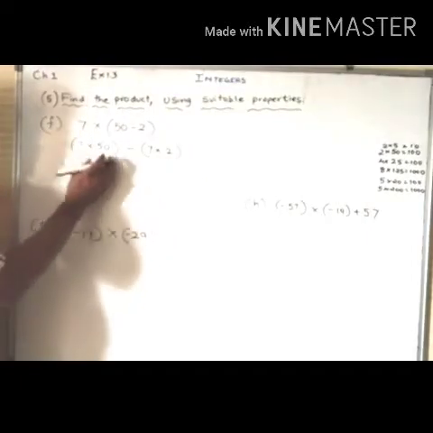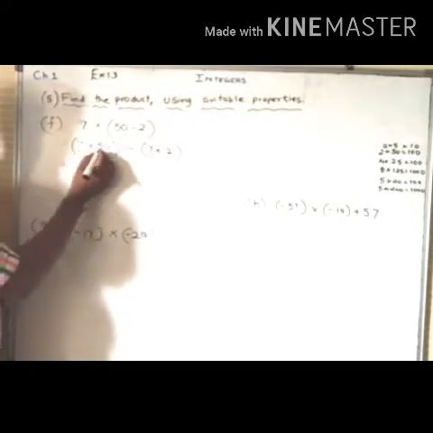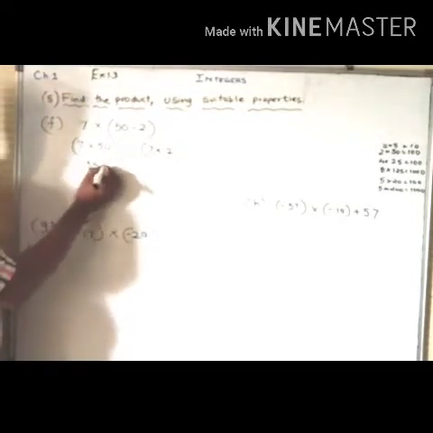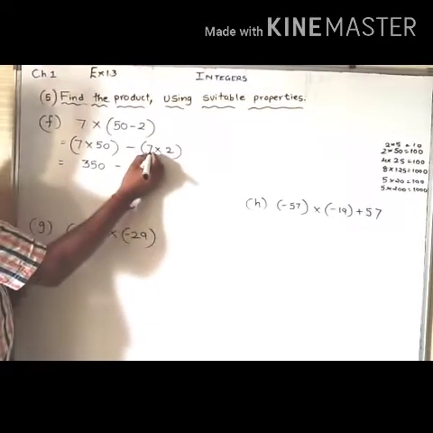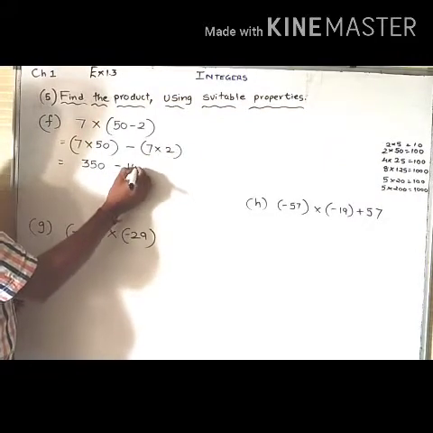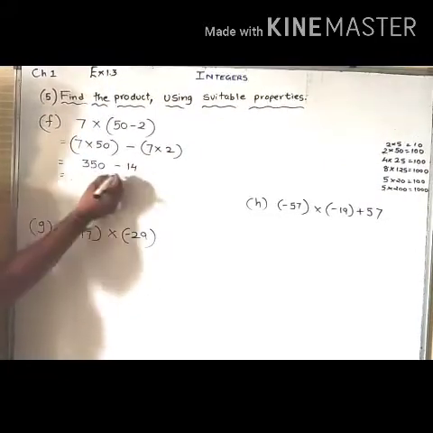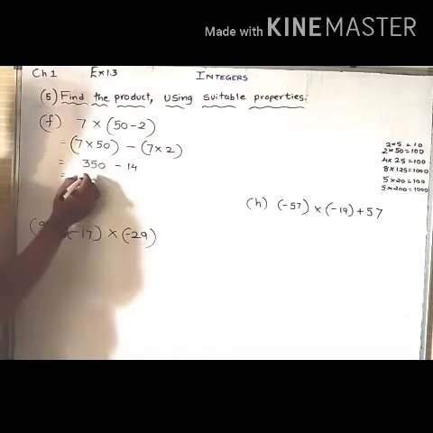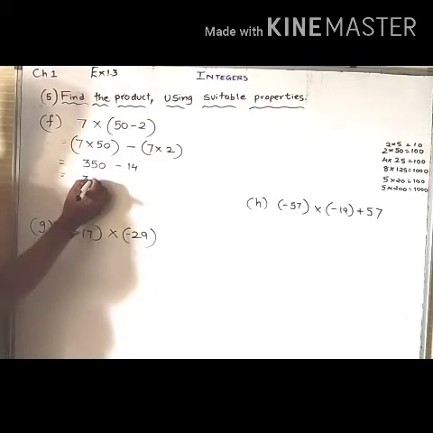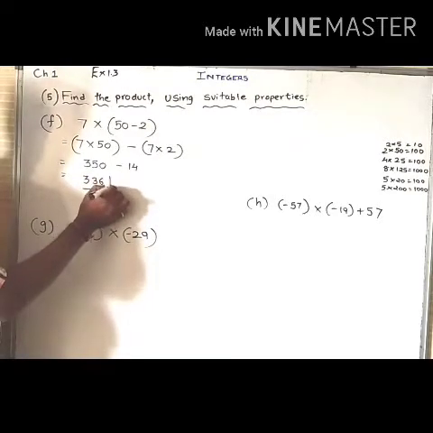Now see, the multiplication becomes easy. 7 5s are 35 and 0, negative sign, 2 7s are 14. Now you can easily do this subtraction. 350 minus 14 is 336.